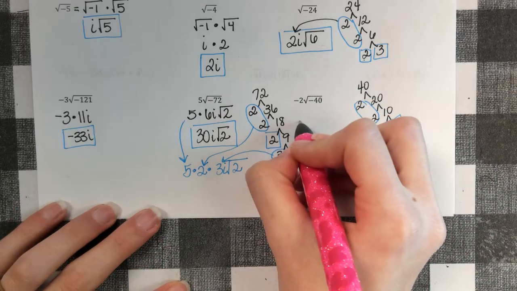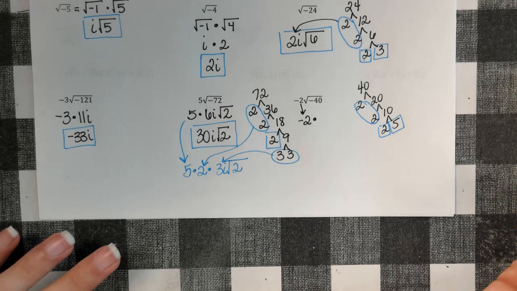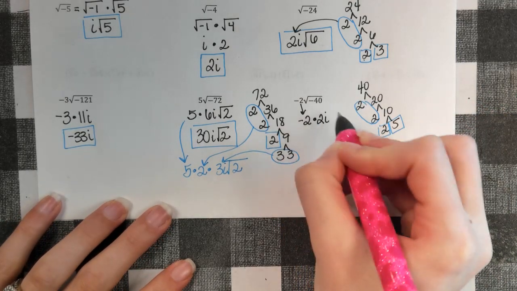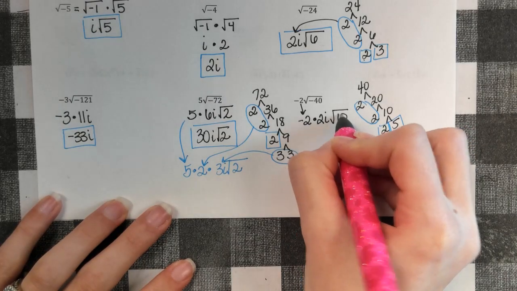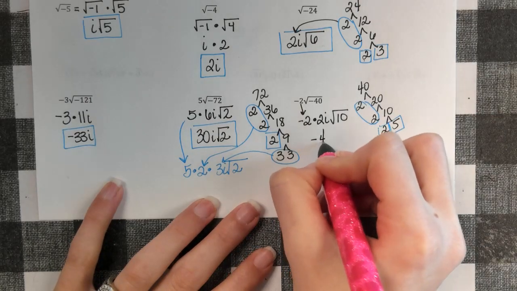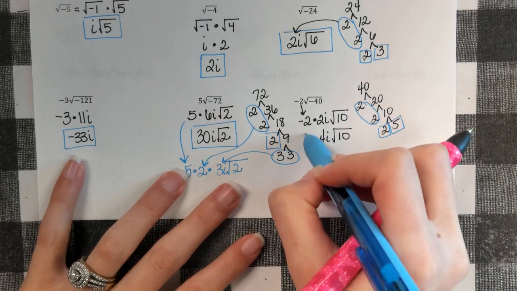So I bring down the negative 2 that I started with, and I multiply that by what? 2i square root of 2 times 5 gives me 10. Okay, so my final answer should be, very good, negative 4i square root of 10.